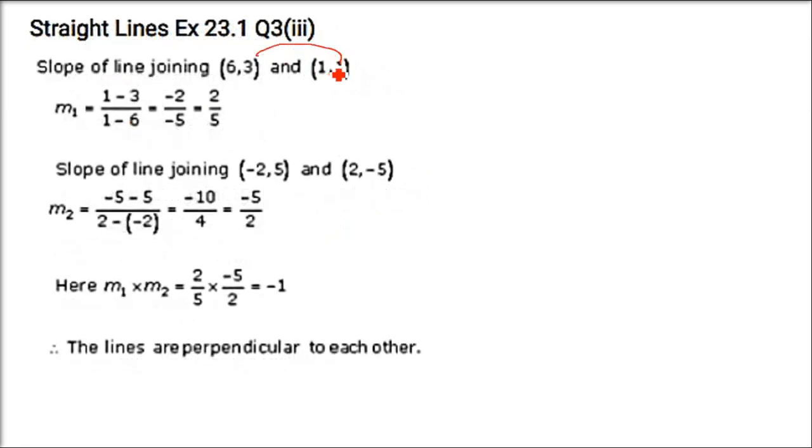Now you have (6, 3) and (1, 1). So 1 minus 3 and 6 minus 1. You can always write it as 3 minus 1 by 6 minus 1, right? Now minus 5 minus of minus 5 and 2 minus of minus 2. So you see 2 by 5 and minus 5 by 2. If you multiply m1 and m2, you are going to get 2 by 5 into minus 5 by 2. Indeed, this gets cancelled and you will get only minus 1. And this shows m1 times m2 is minus 1. That means the lines are perpendicular to each other.